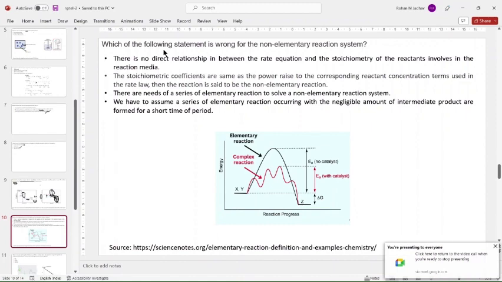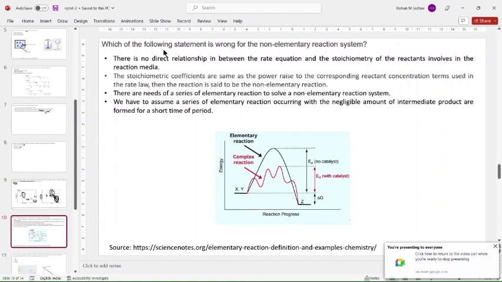Statement 3 gives us some idea about what is a non-elementary reaction. Now, a non-elementary reaction is a reaction which does not occur in a single step, or it forms different intermediates. For your information, this is an energy versus reaction progress graph. So for any reaction to occur, it needs some threshold energy or activation energy from where the reaction can happen.